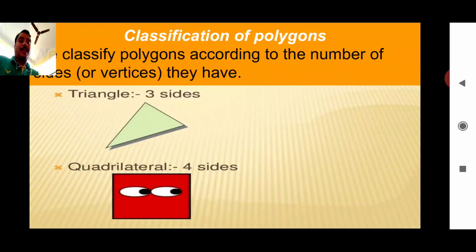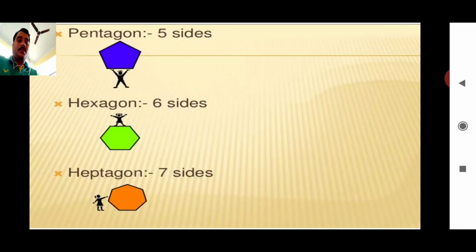Next one, classification of polygons. We classify polygons according to the number of sides or vertices they have. If there are 3 sides, then it is known as a triangle. If there are 4 sides, then it is known as a quadrilateral. Quadrilateral means quad plus lateral. Quad means 4 plus lateral means side, meaning a polygon having 4 sides is known as a quadrilateral. Pentagon, 5 sides. If any polygon has 6 sides, then it is known as a hexagon.